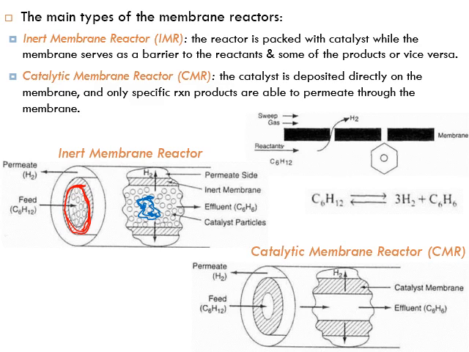Here in the catalytic membrane reactor, the catalyst is deposited directly on the membrane, and only specific reaction products are able to permeate through the membrane. So I do need a catalyst, so you deposit the catalyst on the wall of the membrane. So now the membrane is acting as a catalyst and also acting as a separator, as a membrane. Therefore it's called a catalytic membrane reactor.